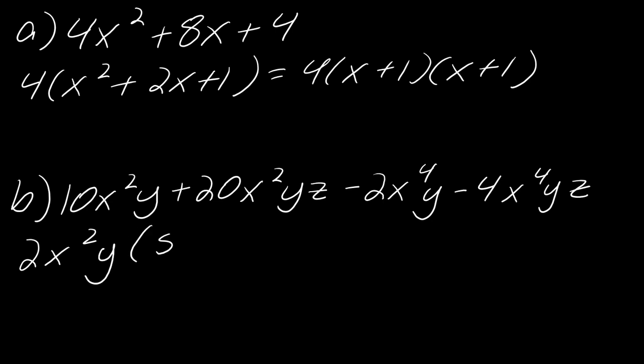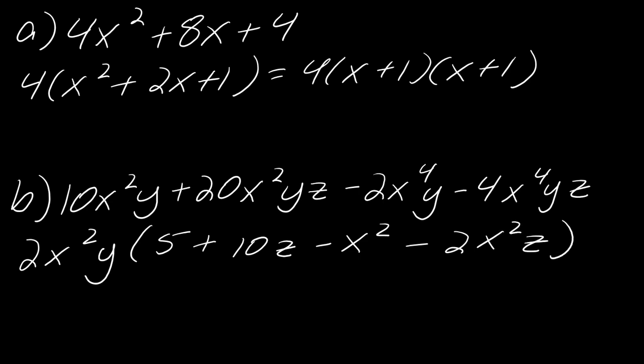And let's see what that leaves me with. This leaves me with 5 plus 10z minus x squared minus 2x squared z. And so you can see how these are like 2 very different problems now, right? So for this one, I factored and I got just this nice trinomial. But here, now I still have this big old mess that I have to use grouping on. And so you just kind of have to watch out for it and organize yourself pretty well.